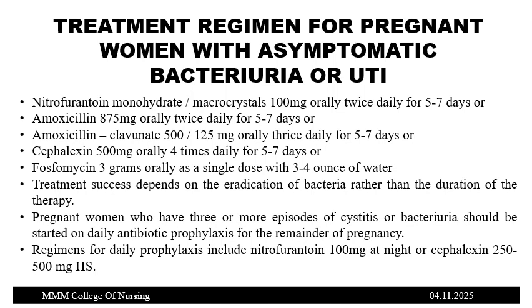Treatment success depends on the eradication of the bacteria rather than the duration of the therapy. So as long as the urine culture or the urine routine does not come negative for the uropathogens, the treatment should be continued. Pregnant women who have 3 or more episodes of cystitis or bacteriuria should be started on daily antibiotic prophylaxis for the remainder of the pregnancy. Regimens for daily prophylaxis include nitrofurantoin 100 milligrams at night or cephalexin 200 to 500 milligrams at night.